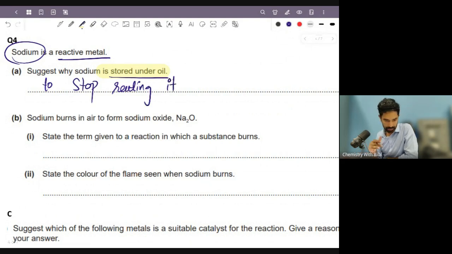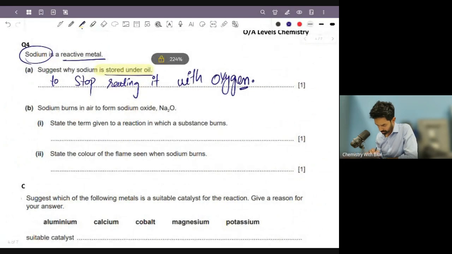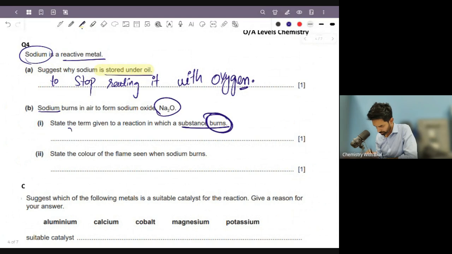So this is to save it from reacting with oxygen. Okay, sodium burns in air to form sodium oxide. State the term given to the reaction when a substance burns. When something burns, we call it combustion. This is combustion reaction, right?